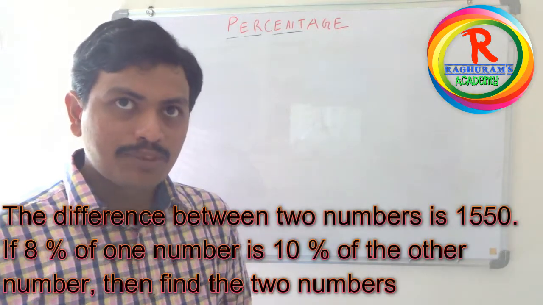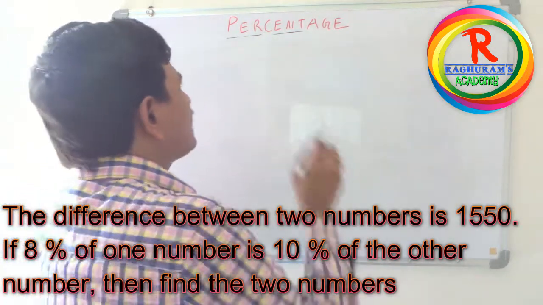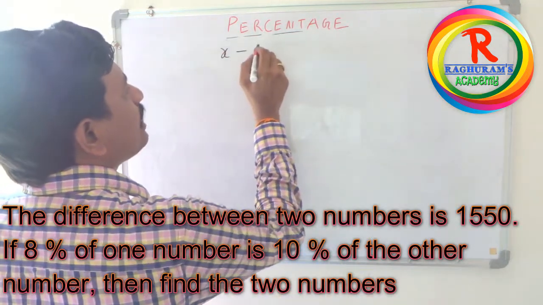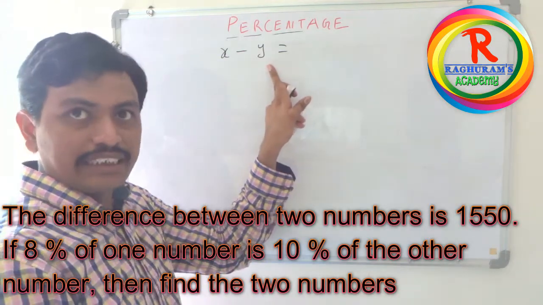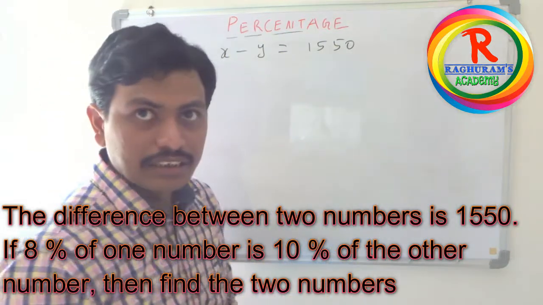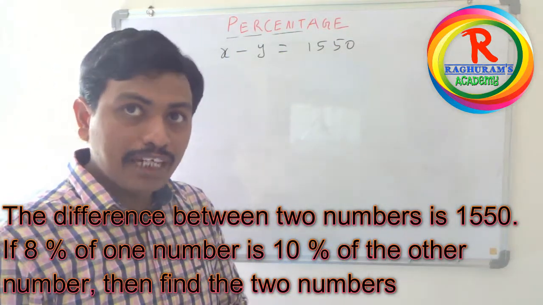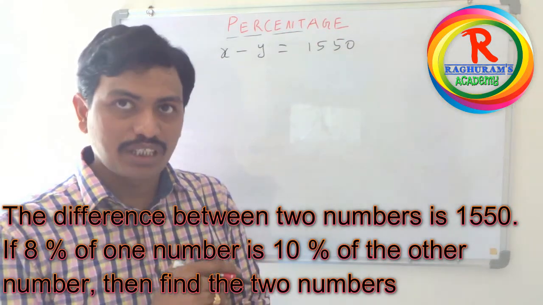Let us see a similar problem. The difference between two numbers is 1550. Let us take the numbers as x and y, so x minus y is 1550. If 8% of one number is 10% of the other number, then find the two numbers.